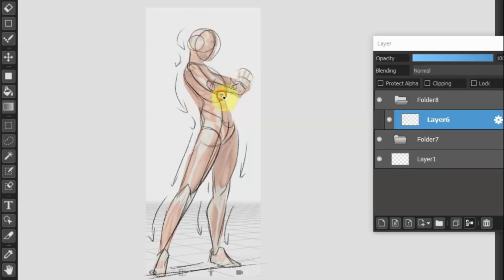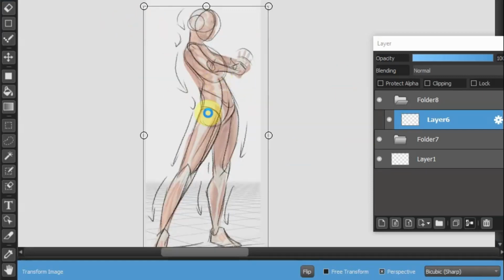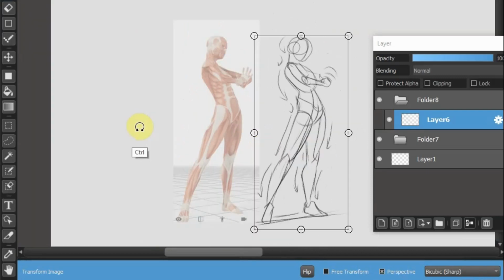After I study the reference, I would try to draw on the side of the reference, which is something I will do next. I will show you that.